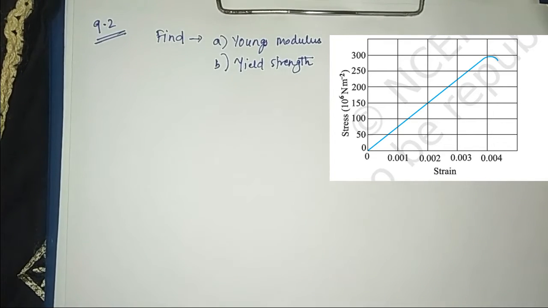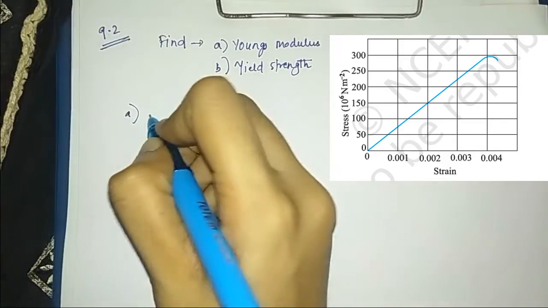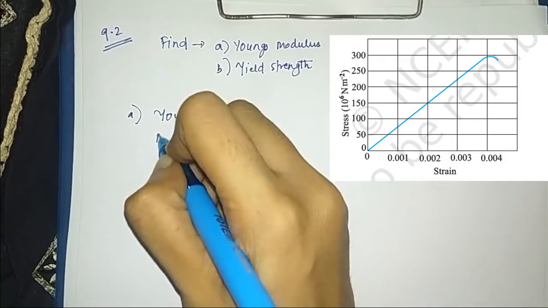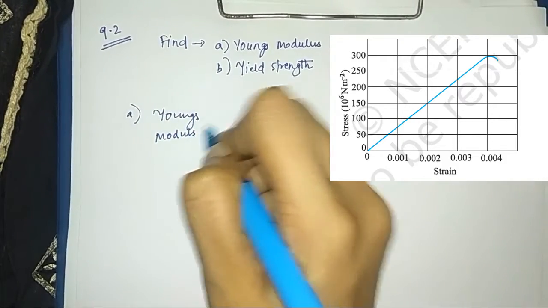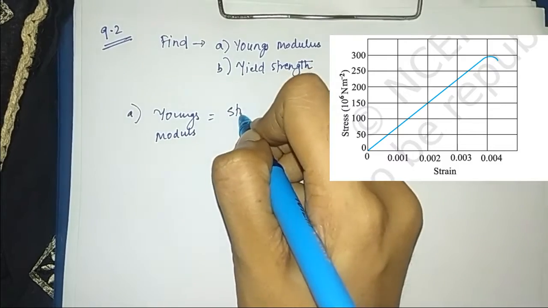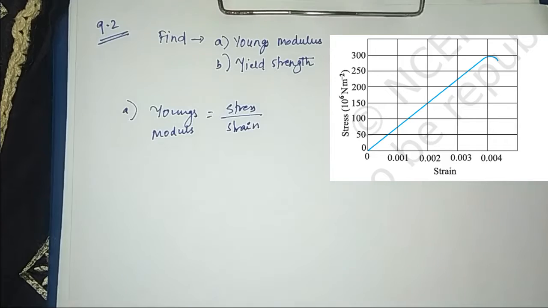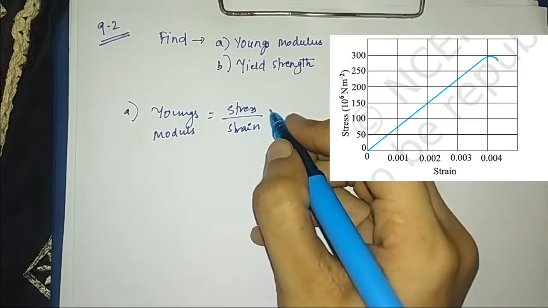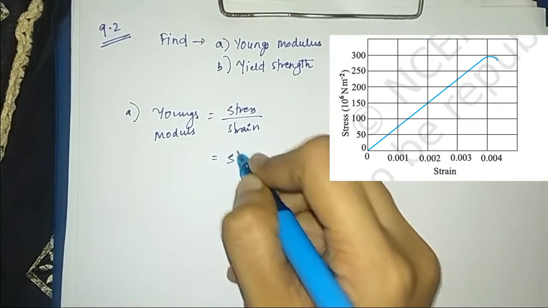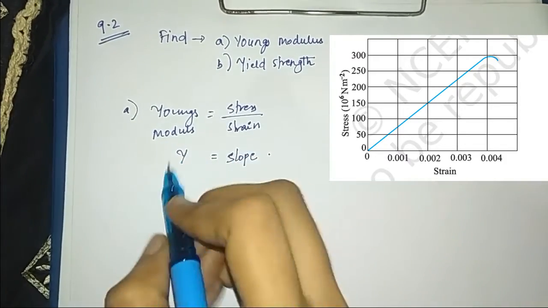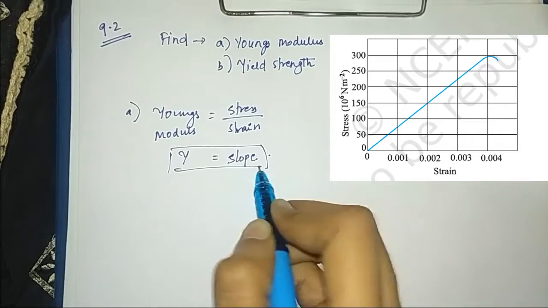Let's understand the first part, A, Young's modulus. What was Young's modulus? It was nothing but the ratio of stress by strain, that is, longitudinal stress divided by longitudinal strain. We have been given the plot of the stress and strain. For knowing the ratio from the graph, it is easier for us to calculate the slope of the graph. So Young's modulus is nothing but, with the help of the graph, just the slope of the graph.